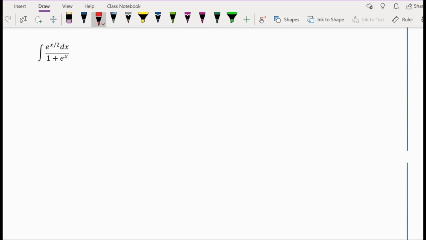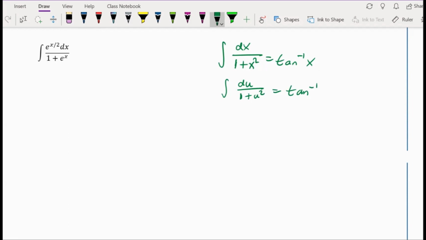This might be a little easier to do if you remembered the following fact. You might recall that the antiderivative of 1 over 1 plus x squared is equal to the arctangent of x, which means, of course, that there's no difference if I just change the variable. So the antiderivative of du over 1 plus u squared equals arctangent of u. We can use that fact to find a better substitution here.